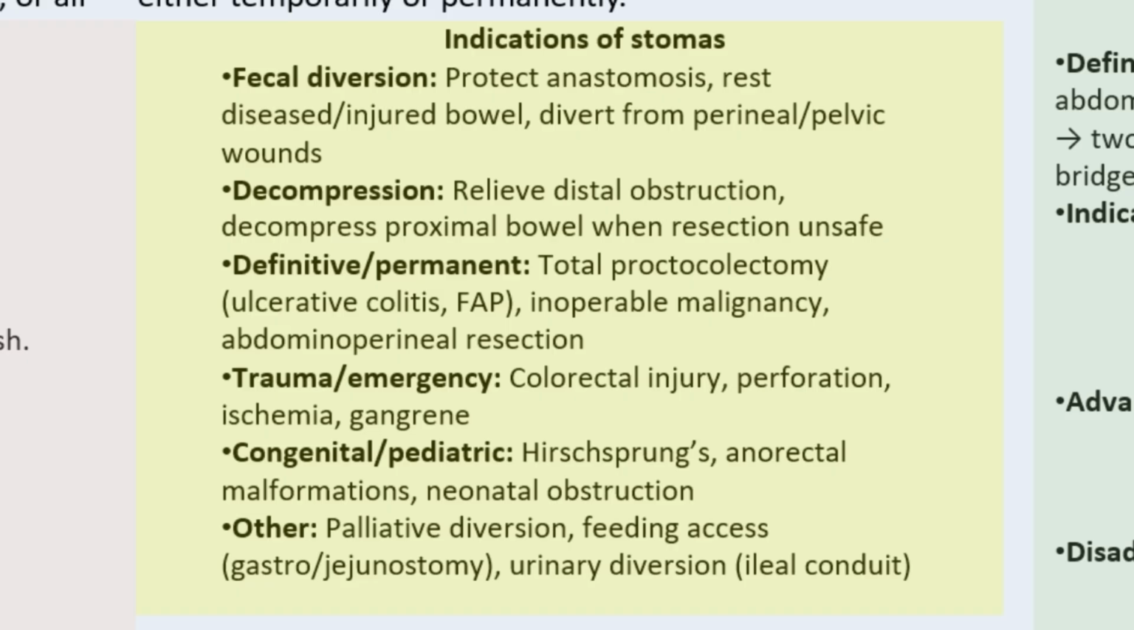Then it can be done as definitive, or it can be permanent. That is in a total colectomy. It is, for example, in someone with ulcerative colitis. If we have an inoperable malignancy, we can do that. During trauma and emergency situations where we have colorectal injury, perforation, and ischemia or gangrene of bowel, you may do a stoma. It can be due to congenital pediatric conditions like Hirschsprung's disease and anorectal malformations and neonatal obstruction. And it can be palliative in some cases.